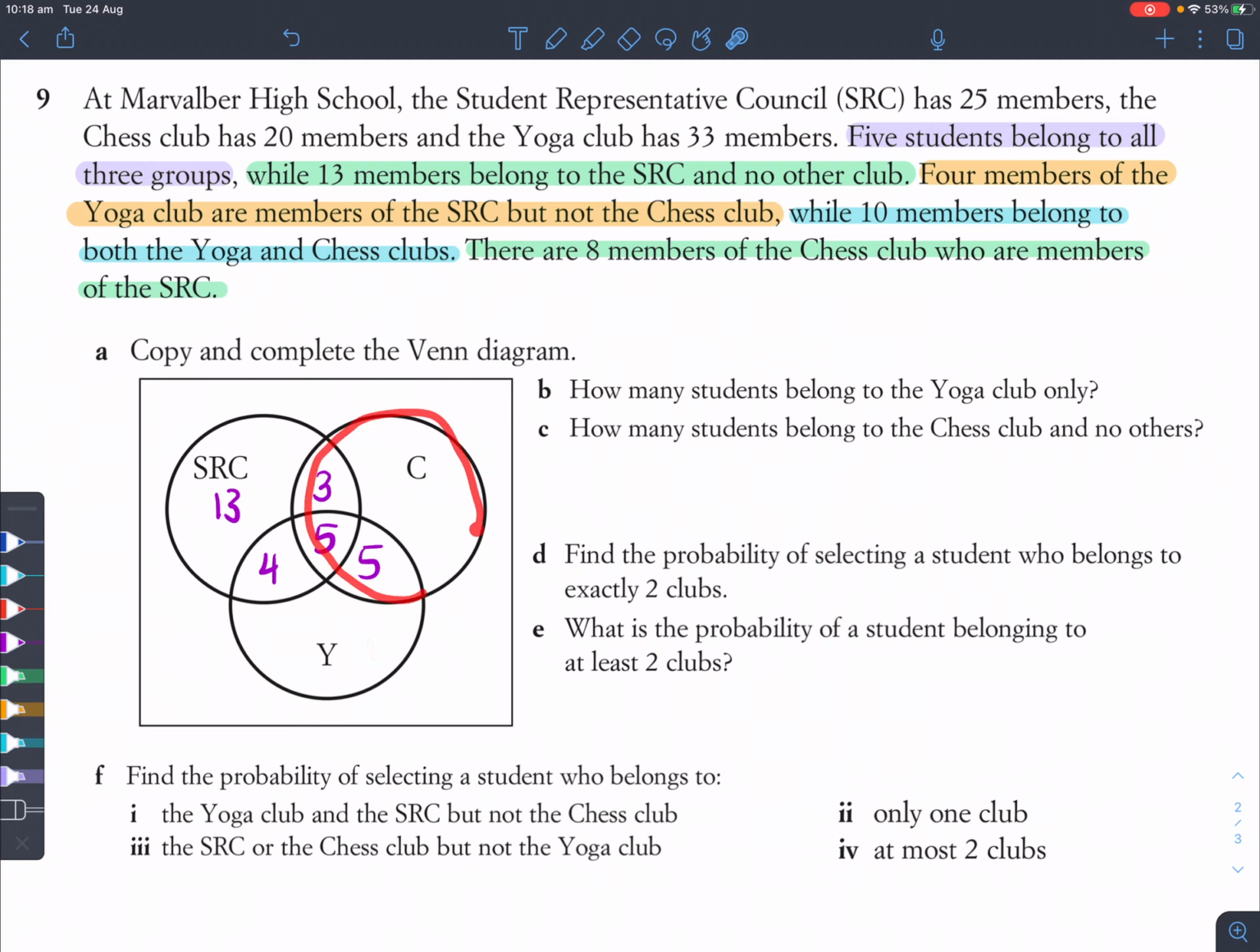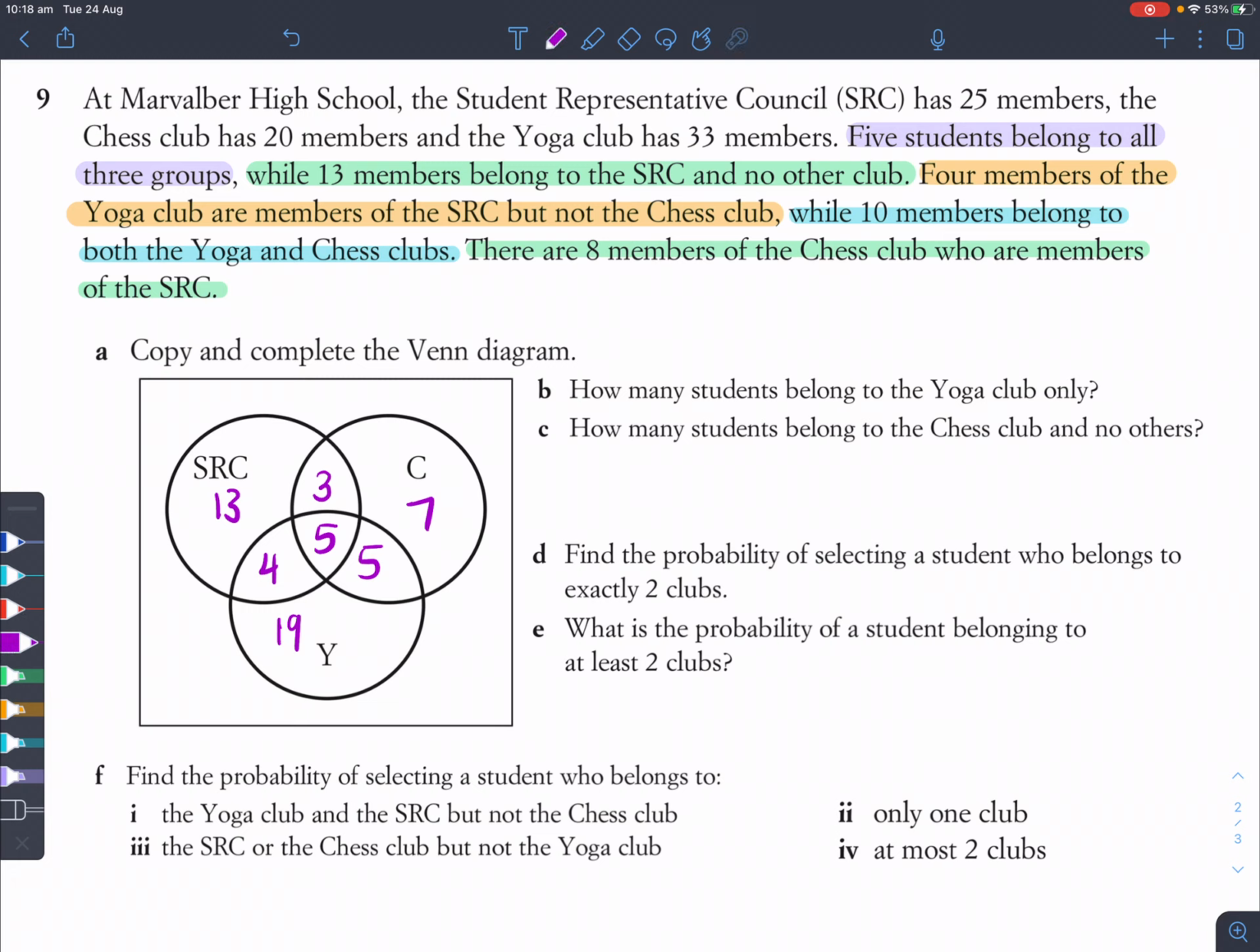This circle adds up to become 20 members. So if I get 20 minus the numbers inside that circle, I should be able to get 7. Whereas for yoga, if I was to get 33 members subtracted by these 3 numbers, I will get the number 19 who do only yoga. Okay, now that we've done the hard part, we can now answer all the questions.